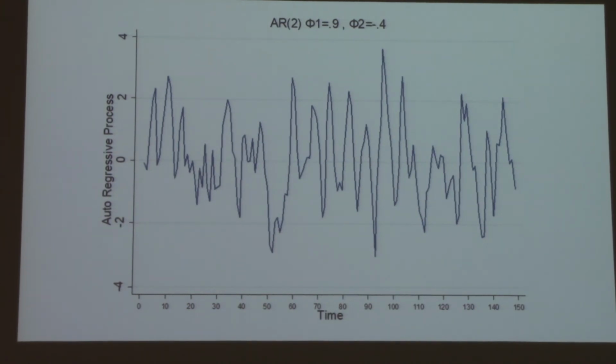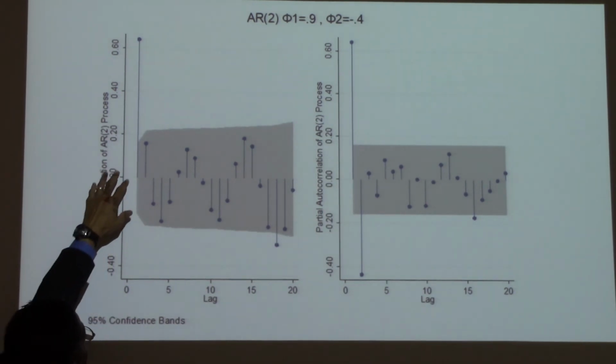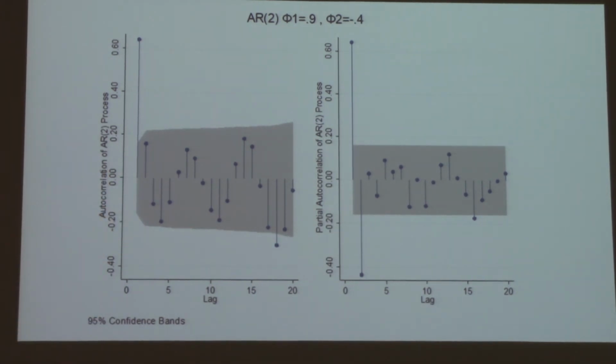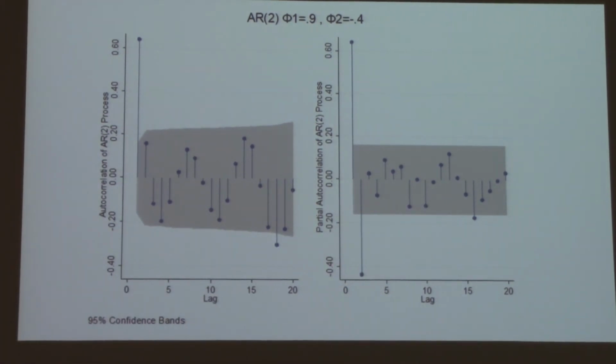Let's see, so here's an AR2 process with phi 1 of 0.9 and phi 2 of 0.4. Looks like negative 0.4, actually. And in this case, we don't have the gradual decay. We have kind of an abrupt decay, but we do see clear signs that it's an AR2 process, in that the first two partial autocorrelation coefficients are statistically significant, and then the rest kind of collapse to zero pretty quickly.